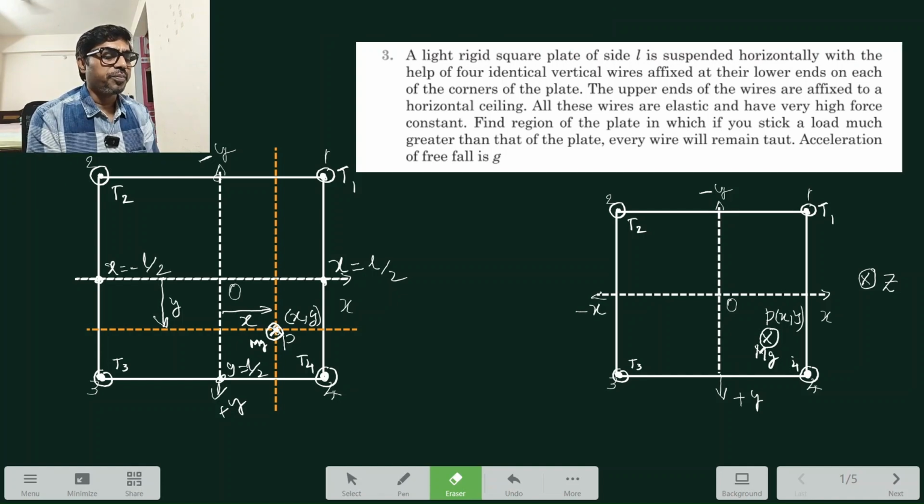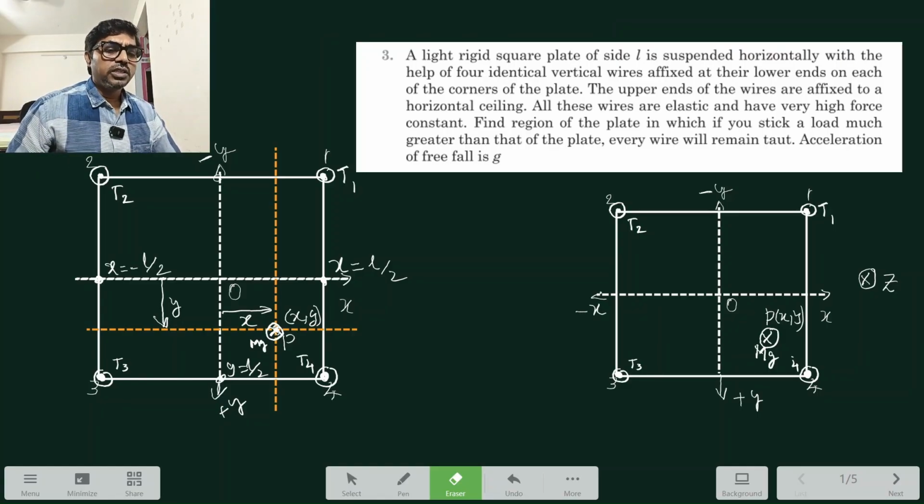plate we have here. Now the question is, we need to find the region of the plate in which if you stick a load much greater than that of the plate, meaning plate mass can be neglected, everywhere will remain taut. So the tensions should remain greater than or equal to 0. So acceleration of free fall is g. Okay, so that's our question we have.